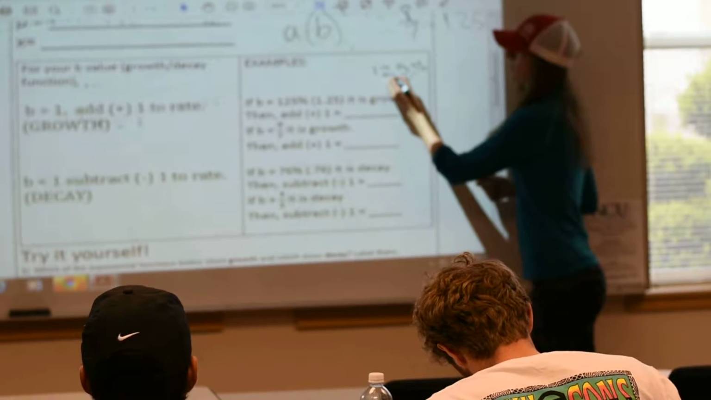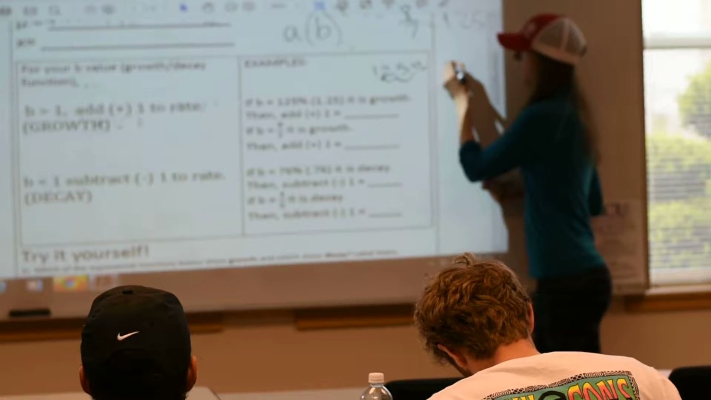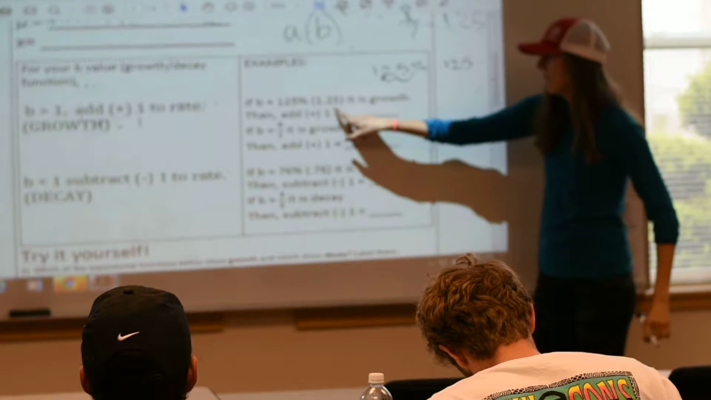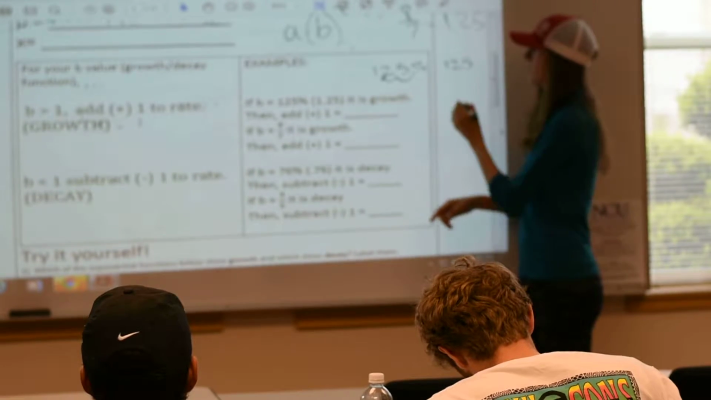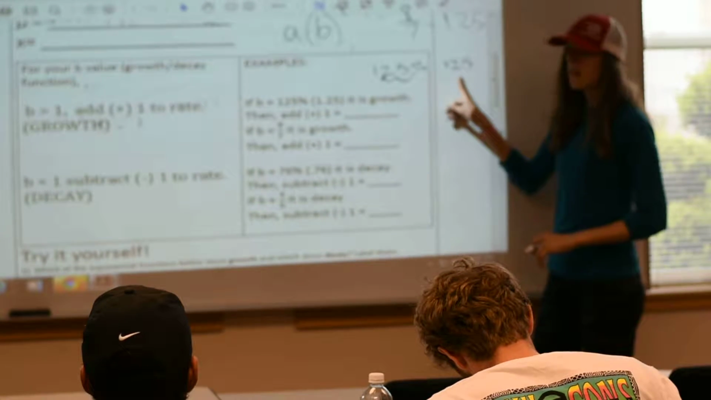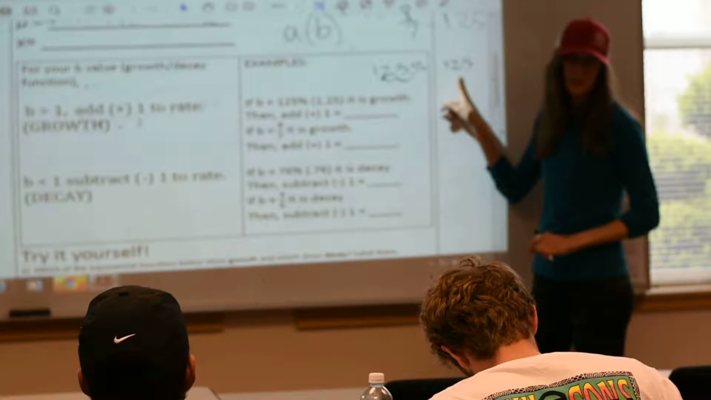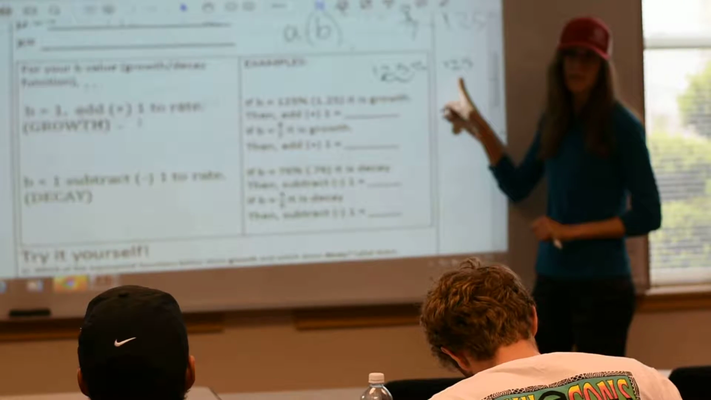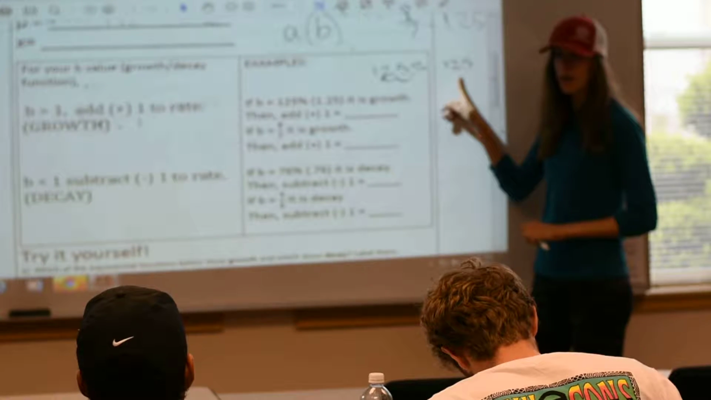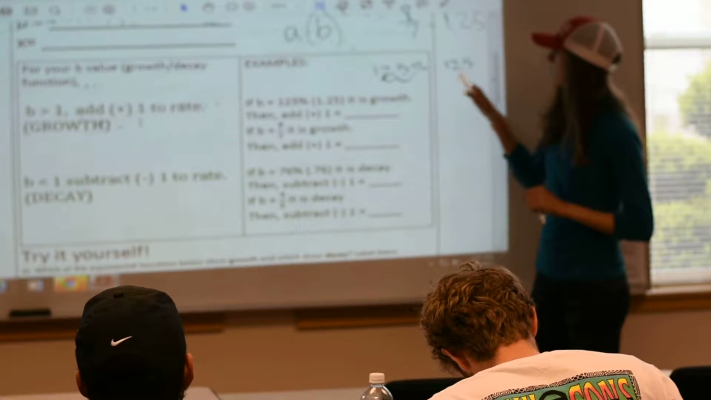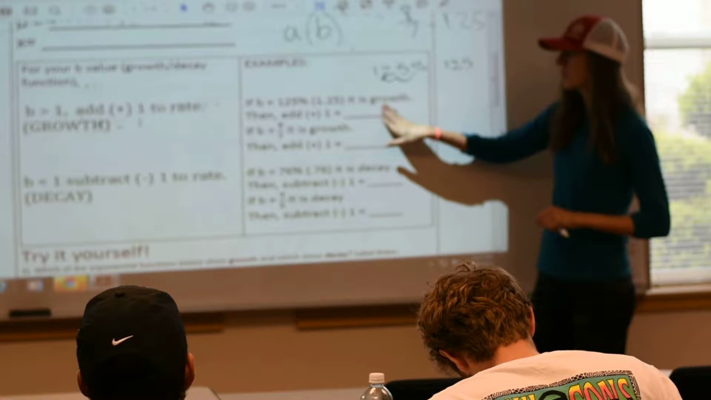We're going to move our decimal place over 2 places to get 125, or 1.25, sorry. And 1.25, is that less than or equal to or greater than 1? Greater than. It's greater than 1. Does everybody agree with that? Yeah. So since this is greater than 1, we know it's growth.